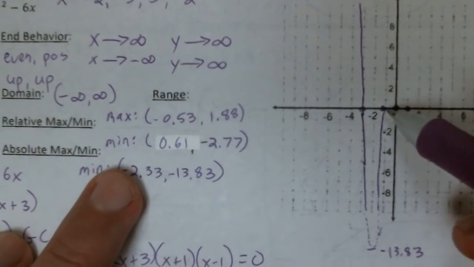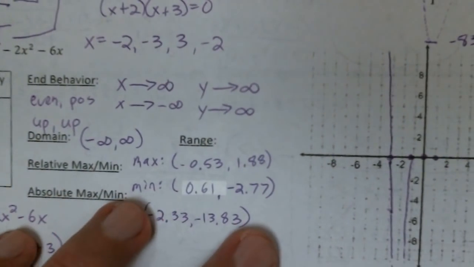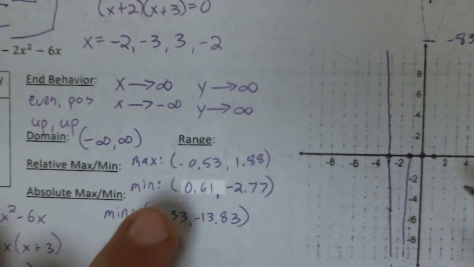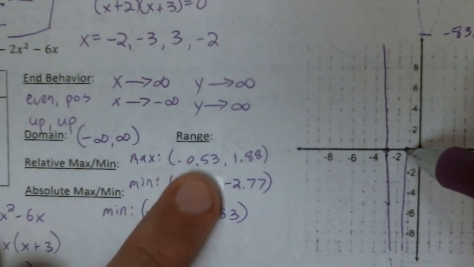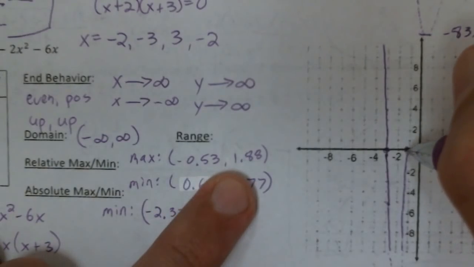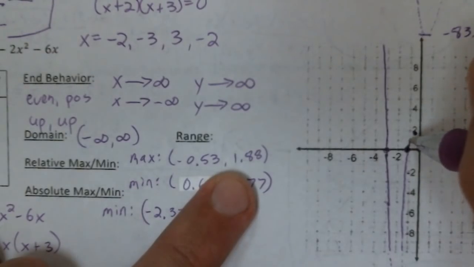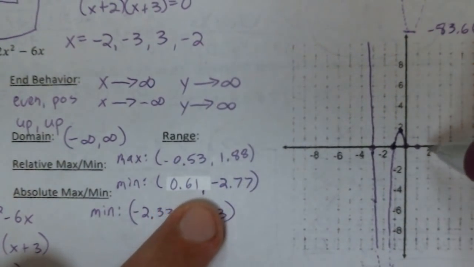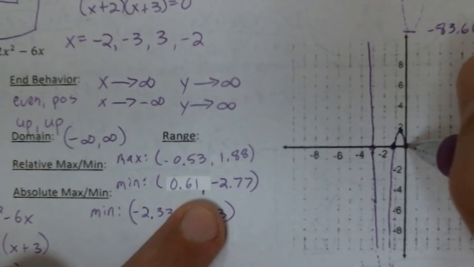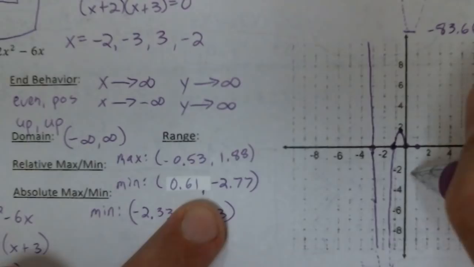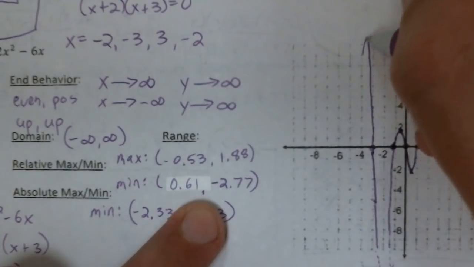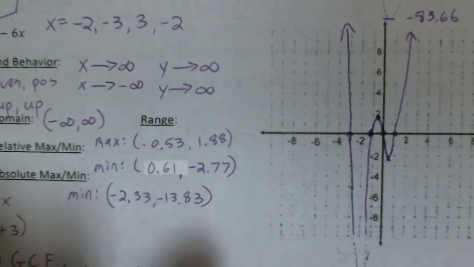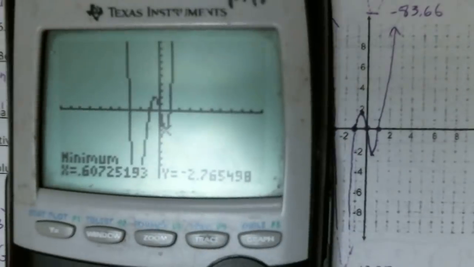and I'm going to pass through -1, multiplicity of 1. Then I'm going to hit our relative max at -0.53 and 1.88. So that's about right there. And it's going to turn over, and then I'm going to go back through 0, and then I'm going to hit our relative minimum at 0.61, -2.77, which is about right there. It's going to hit that spot, turn over, and go back through our 0 of 1, and there's our graph. That's a lot.